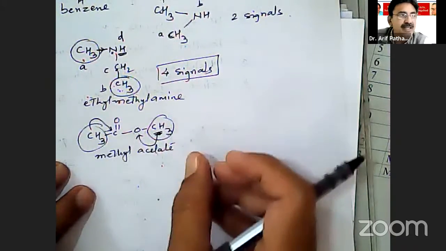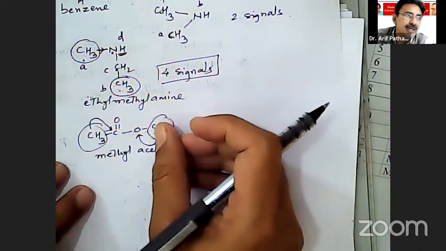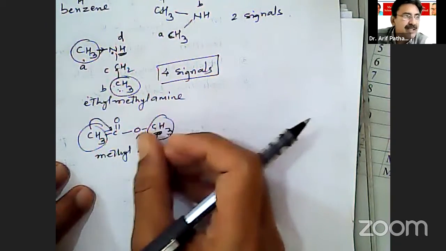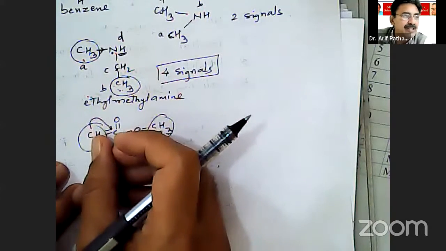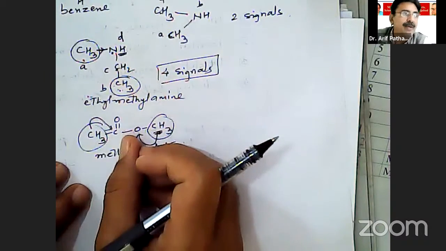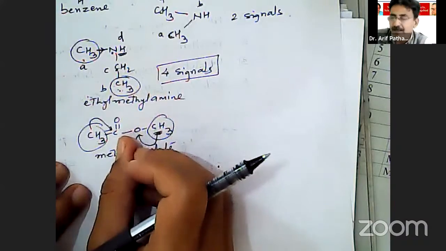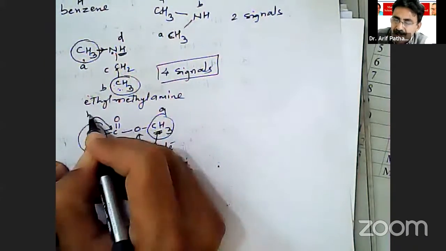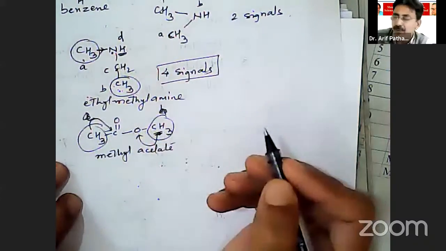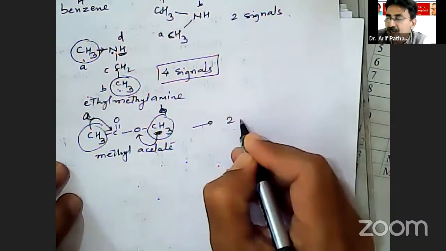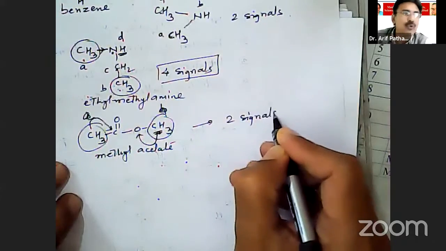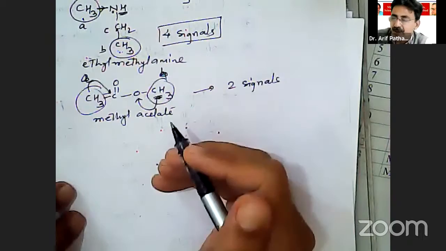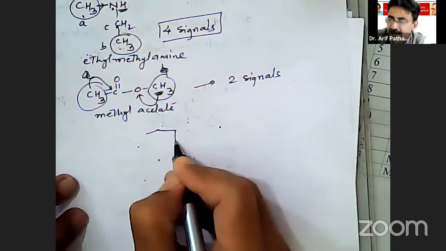So the protons of the CH3 attached to oxygen will have less electron density, and the protons on the CH3 attached to carbonyl will have slightly more as compared to the first one. Suppose this is A, then this is B. So you will be getting here 2 signals. In that way, we can find out the number of signals. Now I write here another example.